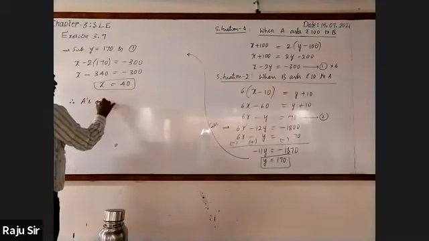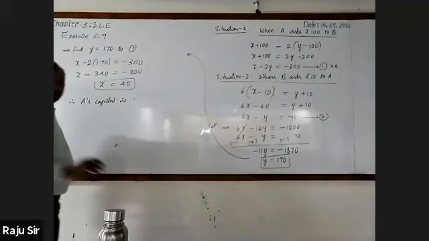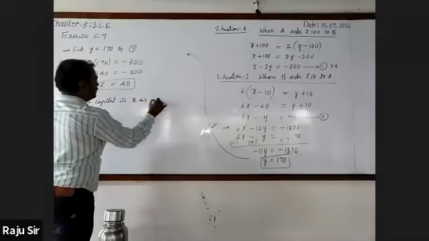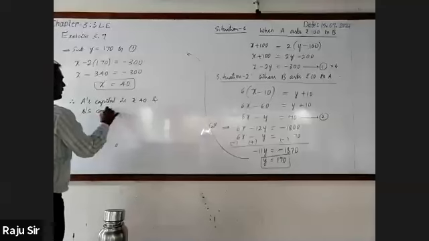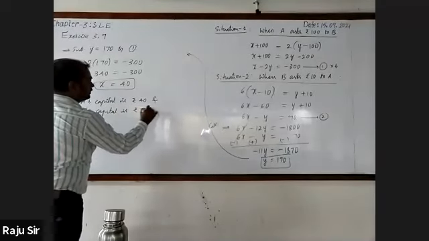Therefore, A's capital amount is rupees 40 and B's capital is rupees 170.